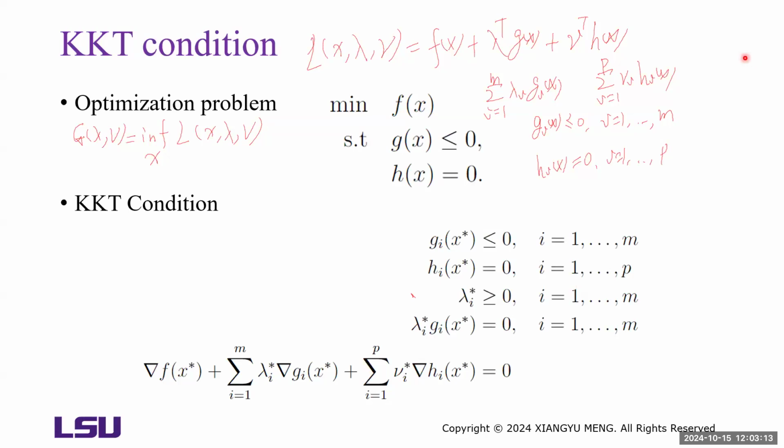Assume we find the optimal solution of this optimization problem. Suppose we know that the optimal solution is x star and the minimum value is p star. Then the dual function g(lambda, v) gives lower bounds on the optimal value p star. Therefore, for any lambda greater than or equal to 0, and any v, g(lambda, v) is always less than or equal to p star.